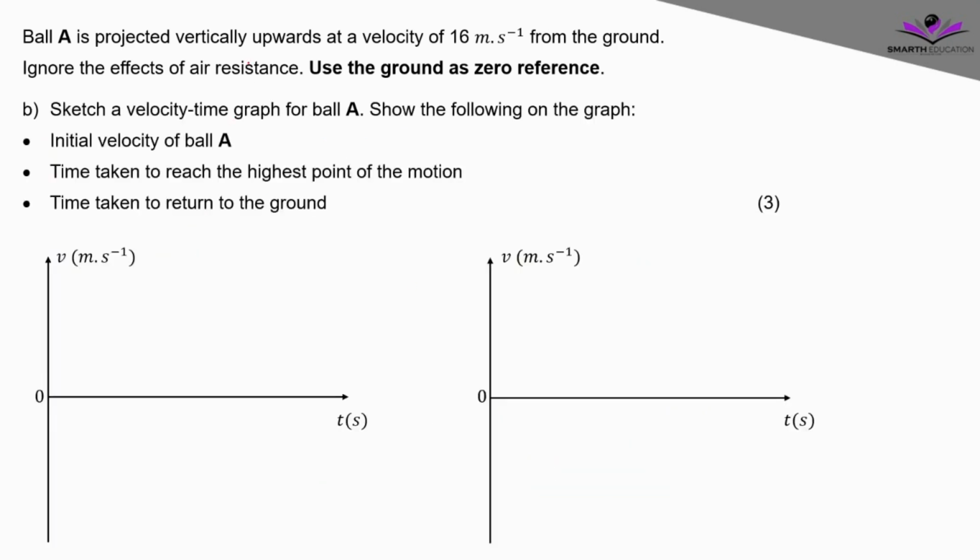Ball A is projected vertically upwards at a velocity of 16 meters per second from the ground. Ignore the effects of air resistance. Use the ground as your zero reference. Sketch a velocity time graph for ball A, and show the following on your graph: the initial velocity of ball A, the time taken to reach the highest point, and the time taken to return to the ground. Please take note of this.